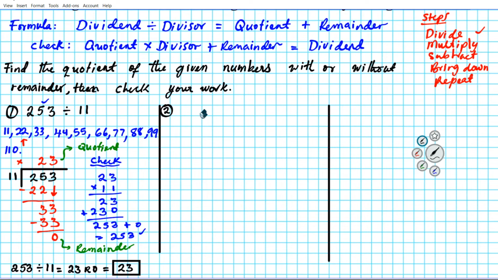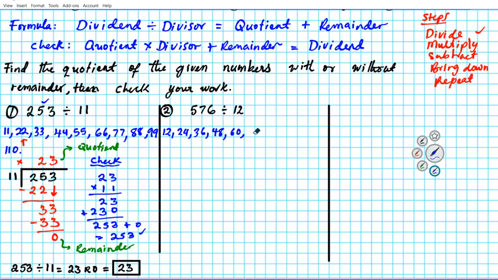All right, let's try another example. What if you have 576 divided by 12? Let's list our multiples of 12, the first 10 multiples of 12, just to help us out here, okay? 12 times 1 is 12. 12 times 2 is 24. 12 times 3 is 36. 12 times 4 is 48. 12 times 5 is 50 plus 10, which is 60.